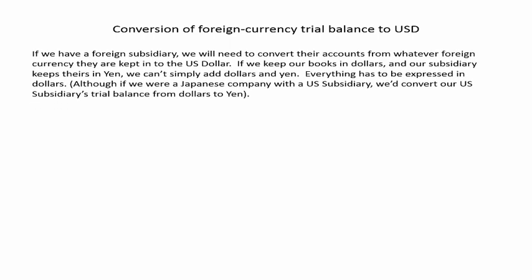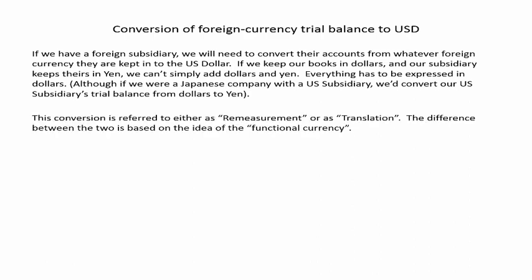Okay, for this course, our main goal is going to be to take a foreign currency denominated trial balance and convert it to US dollars. If we have a foreign subsidiary and we want to prepare consolidated financial statements, we have to express the foreign subsidiary's trial balance in US dollars. We can't add $1 million and a billion yen. They're apples and oranges. They're different currency units. So we have to express everything in US dollars.